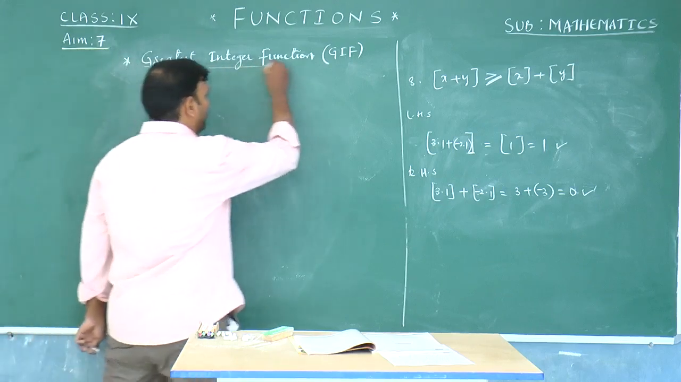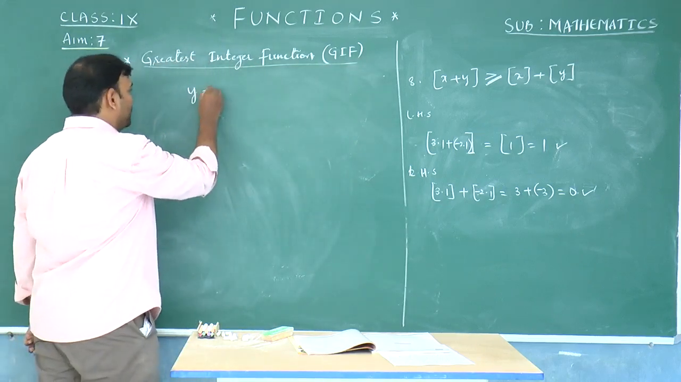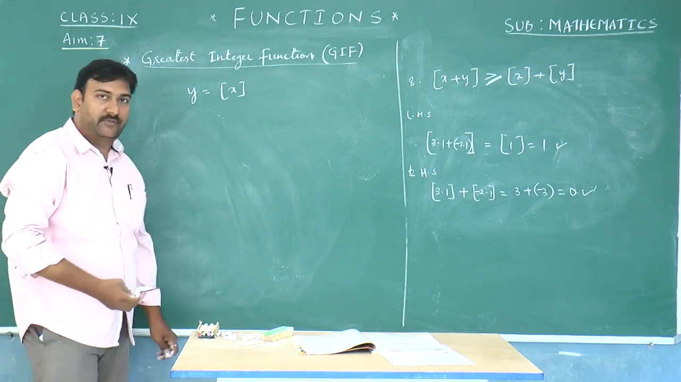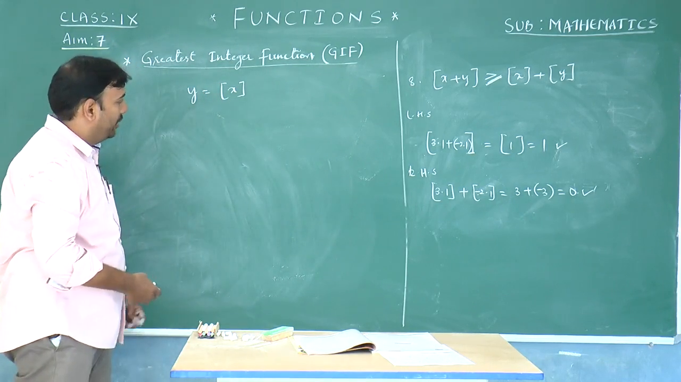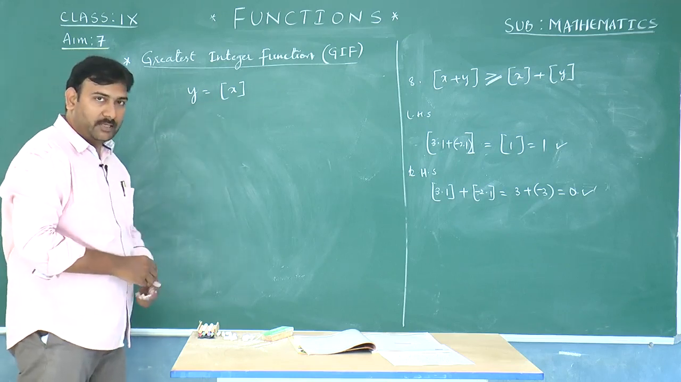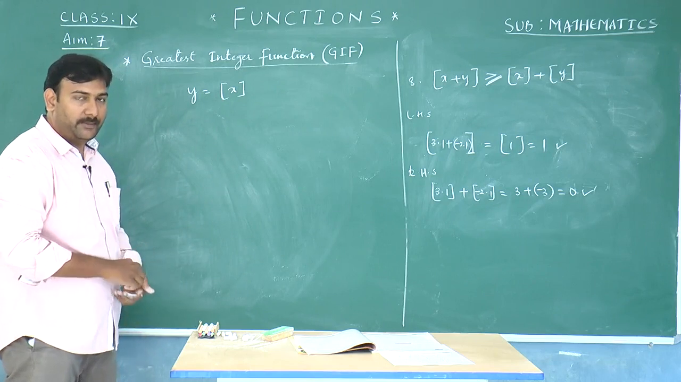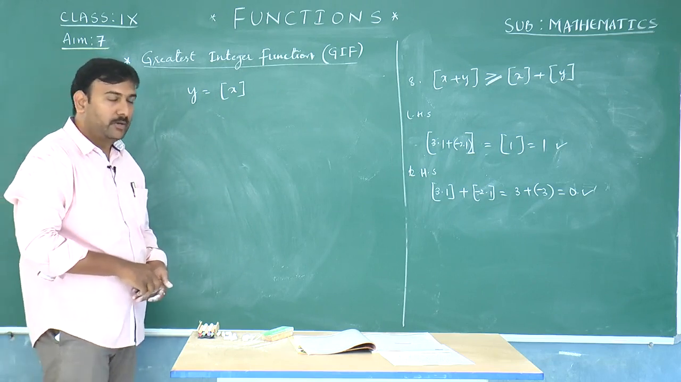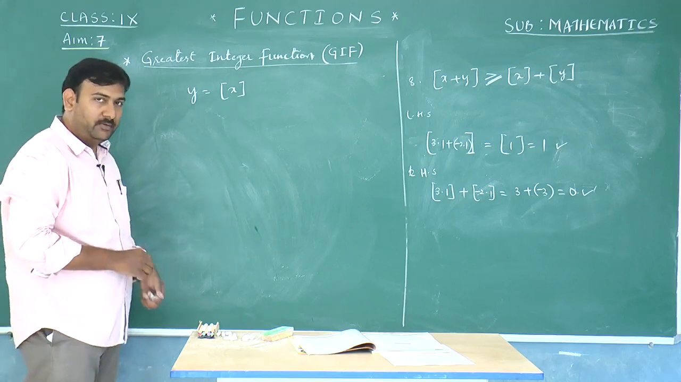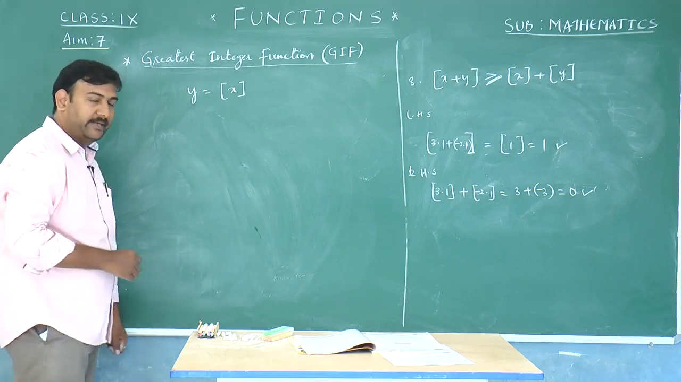A function of the form y equals step x is said to be a greatest integer function. A function which involves the step of the variable is always called a greatest integer function. A simple example is step x, a function of the form y equal to step of x, which is called a greatest integer function.